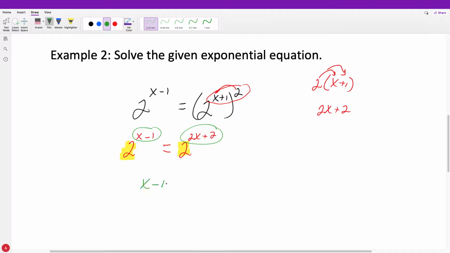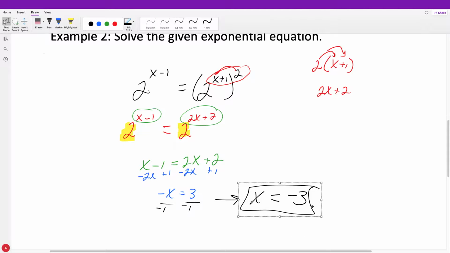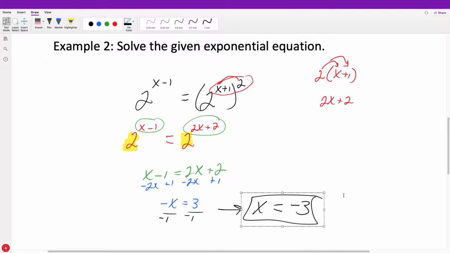So we get x minus 1 is equal to 2x plus 2, and now we're just going to go ahead and solve. So I'm going to subtract 2x from both sides, and I'll add 1 to both sides. So now I get negative x is equal to 3, but we're not done yet because we need to solve for the positive x. So I divide each side by negative 1, and then we get x is equal to negative 3, and that would be our final answer for this problem.